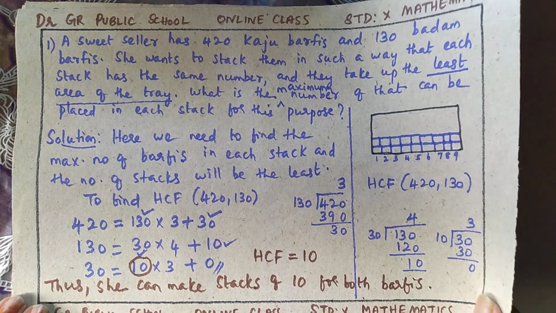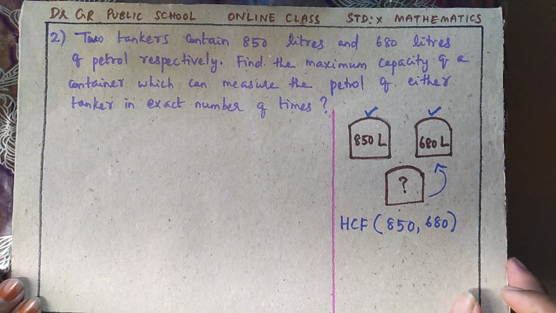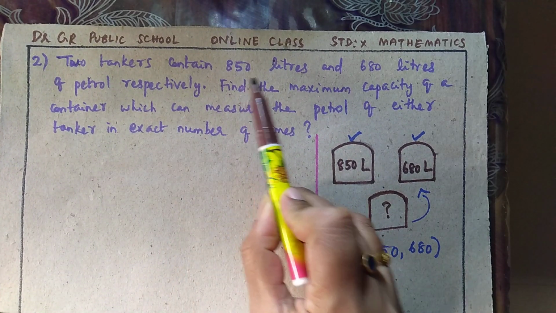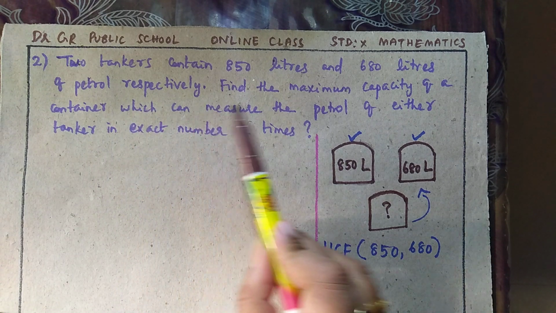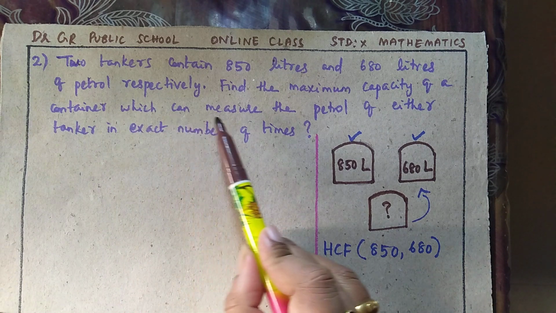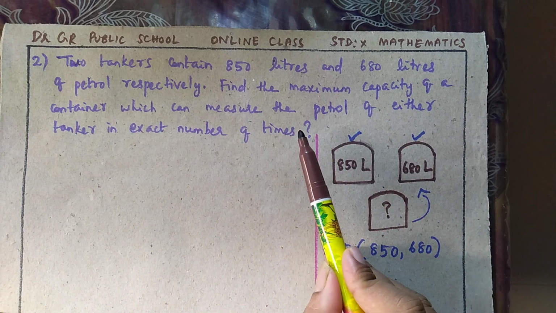Now we can see the next problem. Second problem is two tankers. They contain 850 liters and 680 liters of petrol respectively. Find the maximum capacity of a container which can measure the petrol of either tanker in an exact number of times.